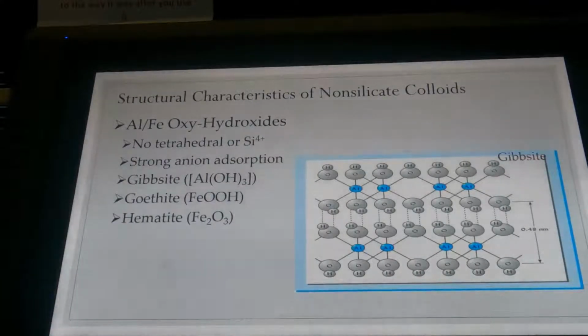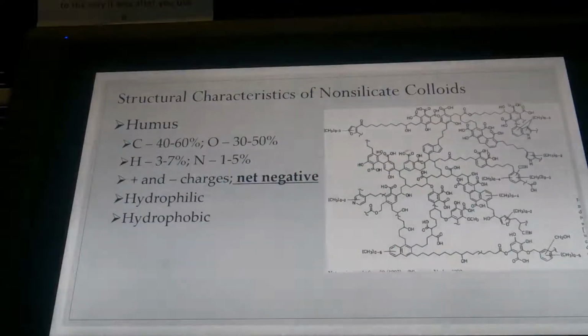Aluminum and iron oxide. Because there's no silica or any other ions, there's no isomorphic substitution. The charge is all taken up. Nothing else will fit in there. Functional groups of organic matter, we're about to go over how that works.